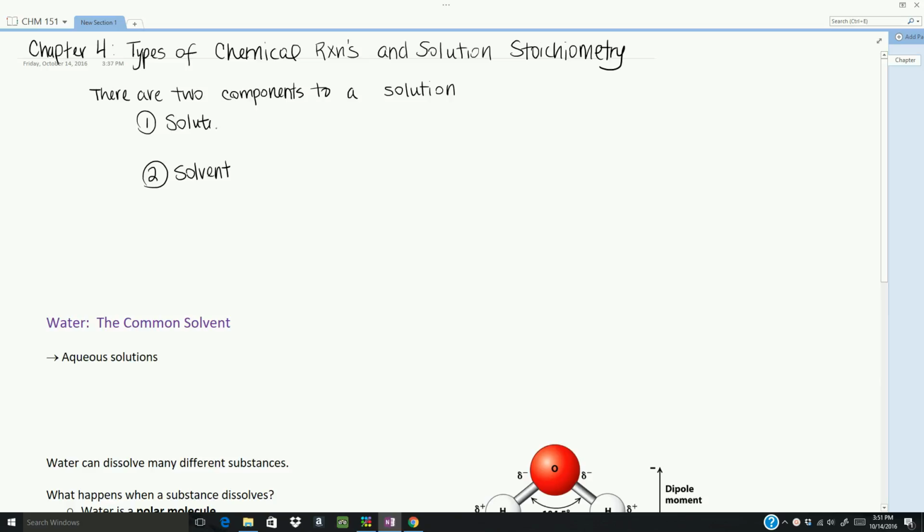So the solute is the substance that's dissolved in a liquid to form a solution. So the solute is whatever is dissolved in the solvent. The solvent is the dissolving medium.